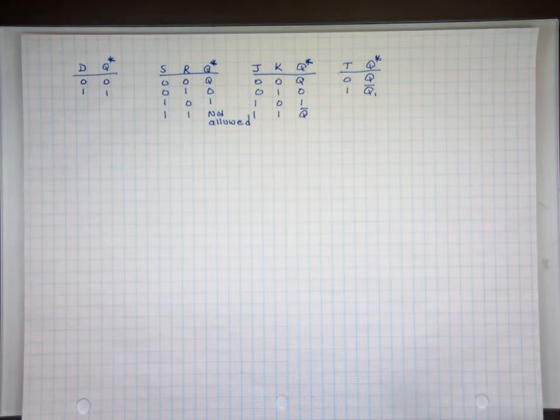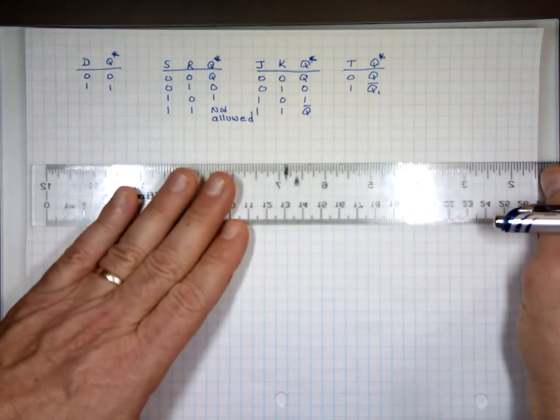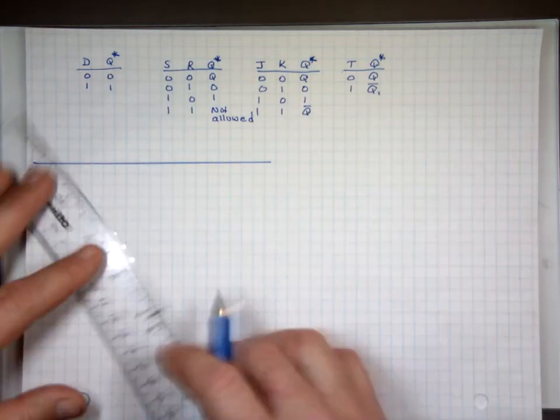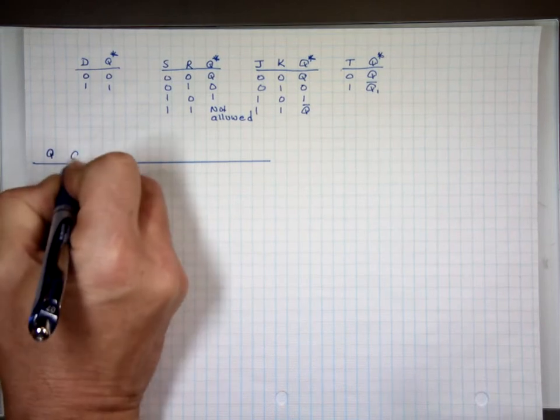And now what I'm going to do is create what we call an excitation table. The excitation table, if I know the current state and the next state, can you tell me what J and K should be, or S and R should be? So I'm going to do it for all of them, and we're going to use that. Here we go. So this is the current state. This is the next state.